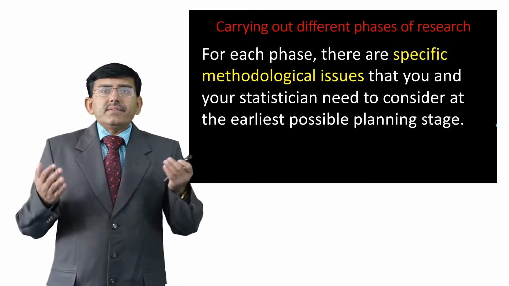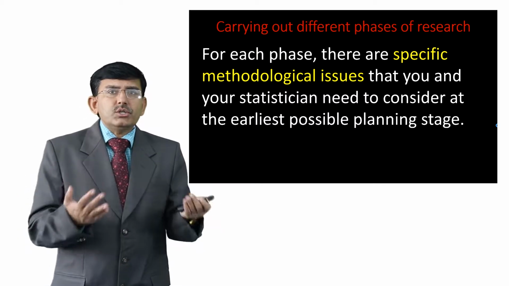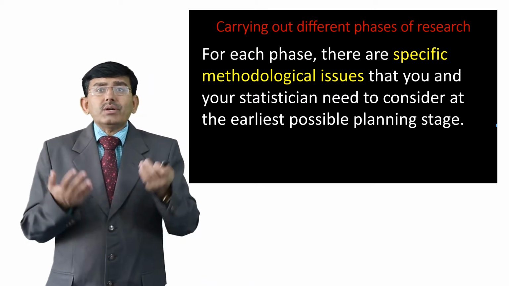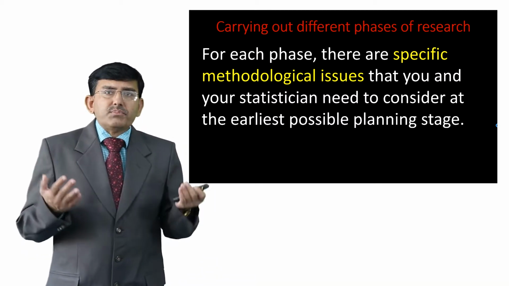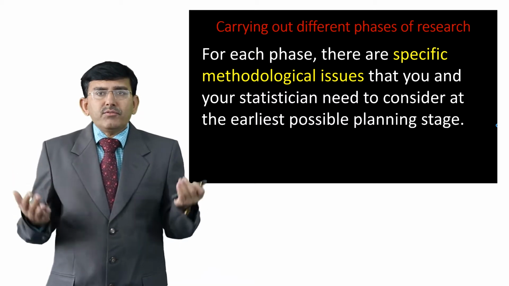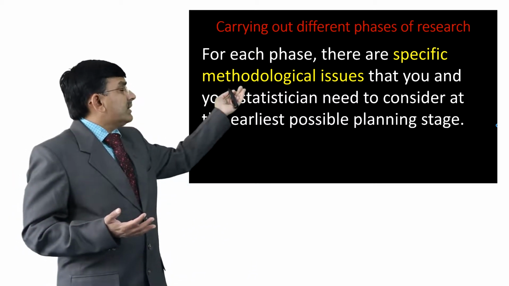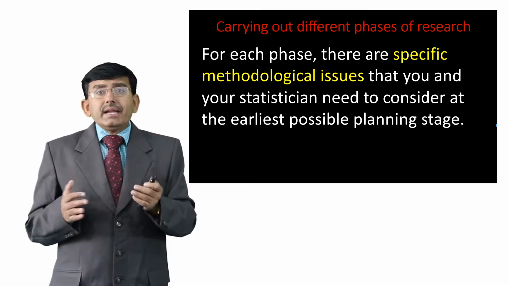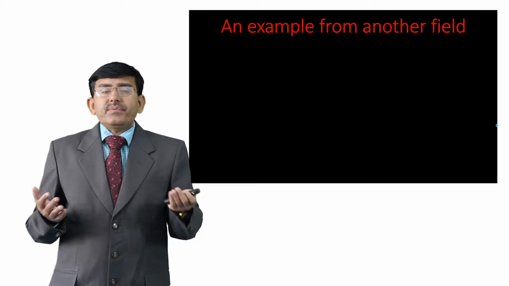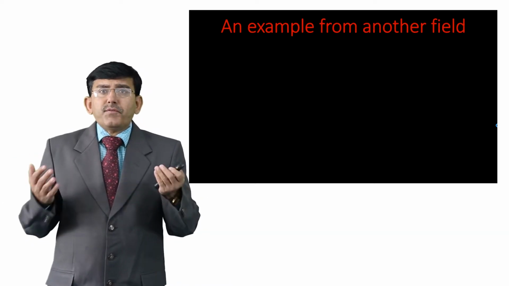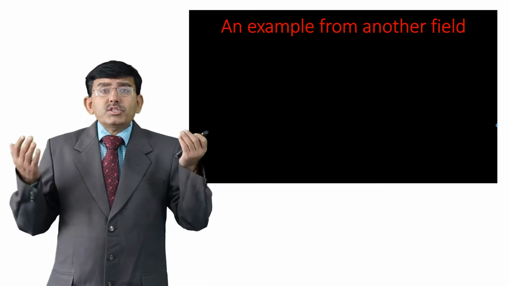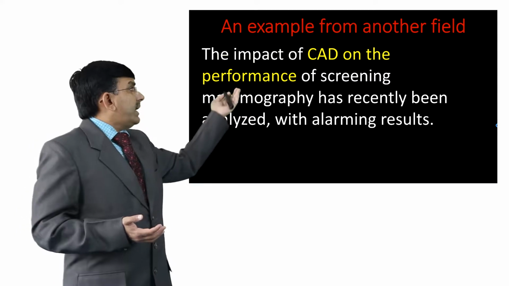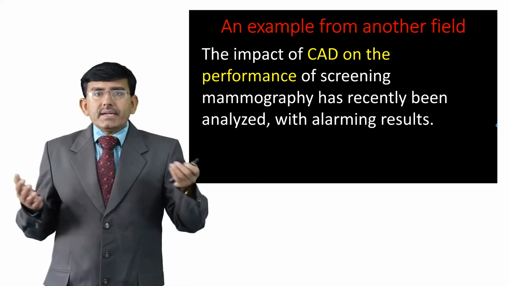For each phase, there are specific methodological issues that you and your statistician need to consider at the earliest possible planning stage. If we follow the method as per the traditional process with a statistician, we can get maximum accuracy. Now we will see an example from another field which may need to be studied while developing software and a tool for diabetic retinopathy.